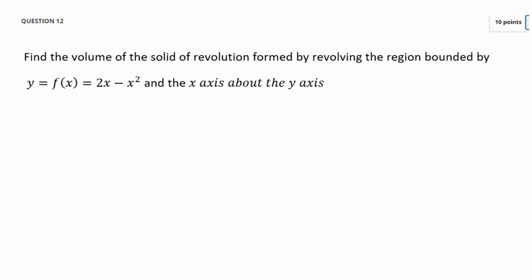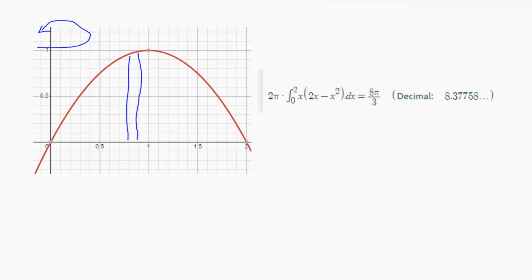Finally, problem 12, you find the volume of the solid of revolution formed by revolving the region bounded by y equals 2x minus x squared and the x-axis about the y-axis. So let's look at the picture. Here is the red curve that you drew, and you saw it hits at 0 and 2. That is useful information. So here's one boundary, here's the other boundary, and you're taking that around the y-axis. You could do it the other way, but that's really hard.